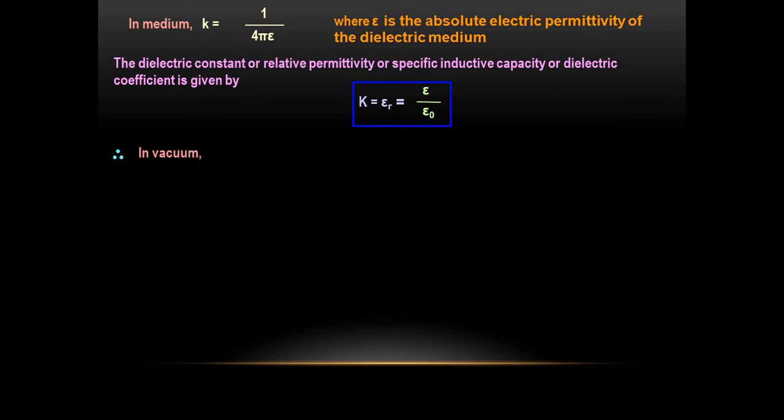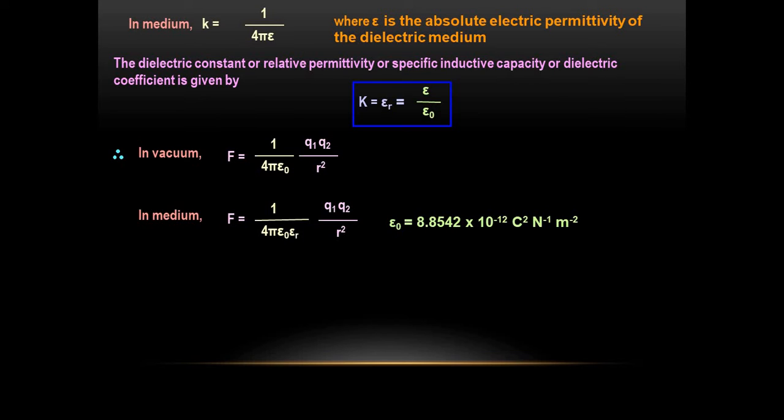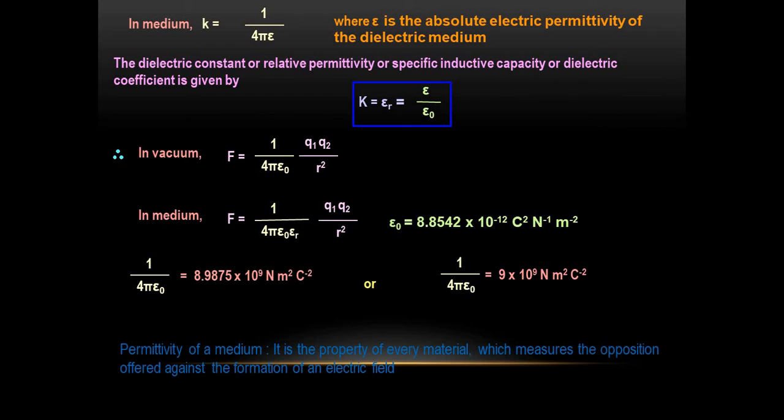Therefore, in vacuum, the force is equivalent to 1 by 4 pi epsilon naught Q1 Q2 by r square, but in the medium the force will be equivalent to 1 by 4 pi epsilon naught epsilon r Q1 Q2 divided by r square, and the value of epsilon naught here is 8.854 into 10 to the power minus 12 Coulomb square per Newton per meter square, and the value of 1 by 4 pi epsilon naught comes out to be roughly 9 into 10 to the power 9 Newton meter square per Coulomb square.